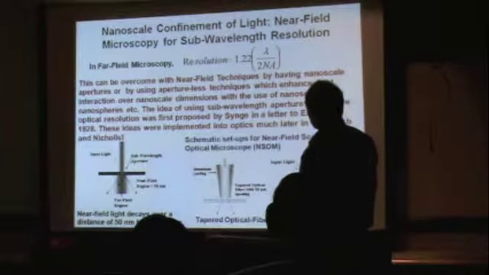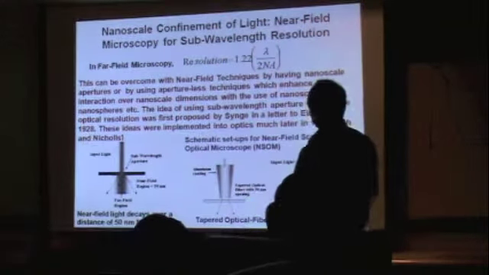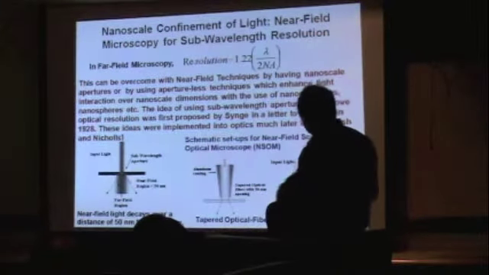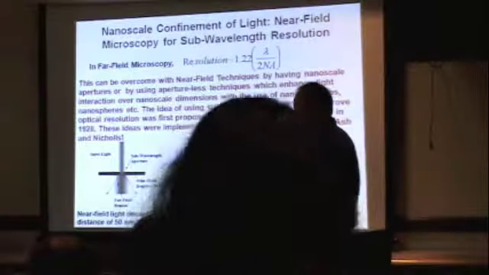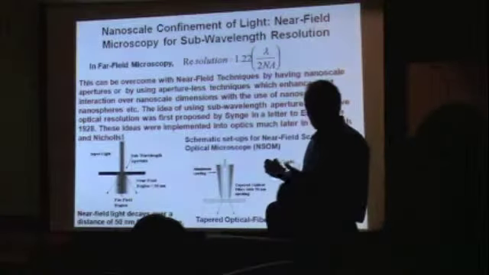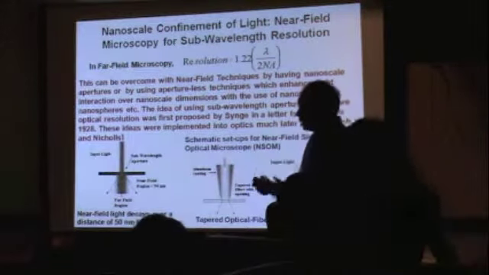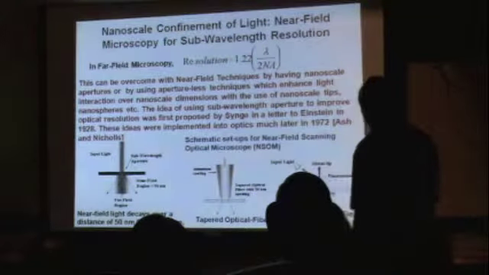This NA is the numerical aperture, of the order of 1, and lambda is the wavelength of light. So you can see that the resolution is of the order of the wavelength of light. You cannot see much smaller than 200 nanometers. But this can be overcome.